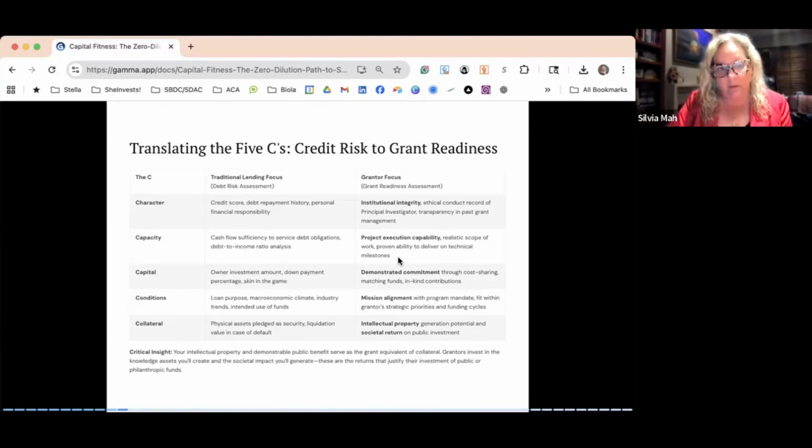Number 3 is capital. In the traditional lending focus, it's owner investment amount, down payments, and all of that. So on the grantor's side, because you're super early, it's demonstrated commitment through cost sharing, matching funds, in-kind contributions, anything that allows you to say, this is how much the founder put in, X amount, even if it's like $1,000. There's a commitment to cost sharing. I see a lot of startups that come to me for investment saying, I need everything to be paid for by an investor. That's very hard to swallow as an investor because you should be able to cost share something, right?